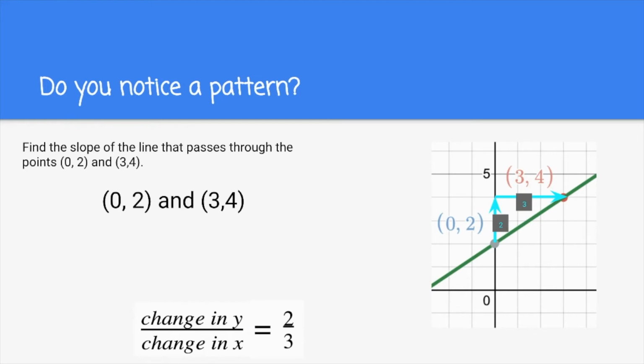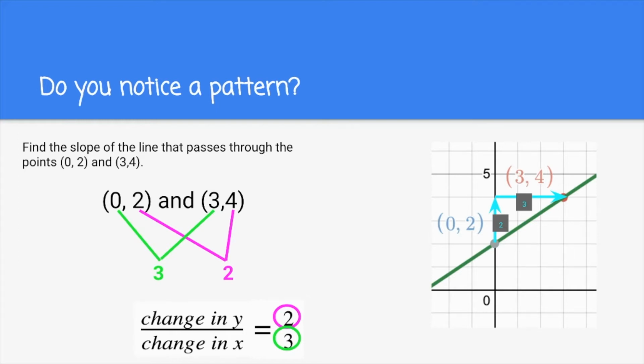So let's see if we notice a pattern. What else could we do so that we don't actually have to graph these points every time? Well, if I look at my y values, you'll notice the difference between 4 and 2 is 2, which is the top number of my slope. And if I look at the x values, the difference between 3 and 0 is 3, which is my change in x, or the bottom number of my slope.